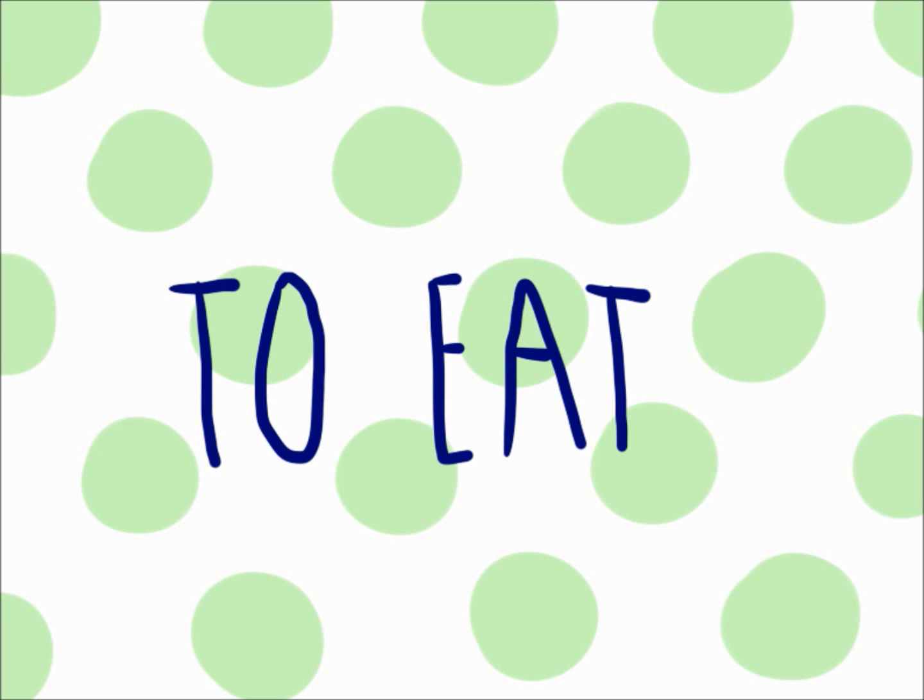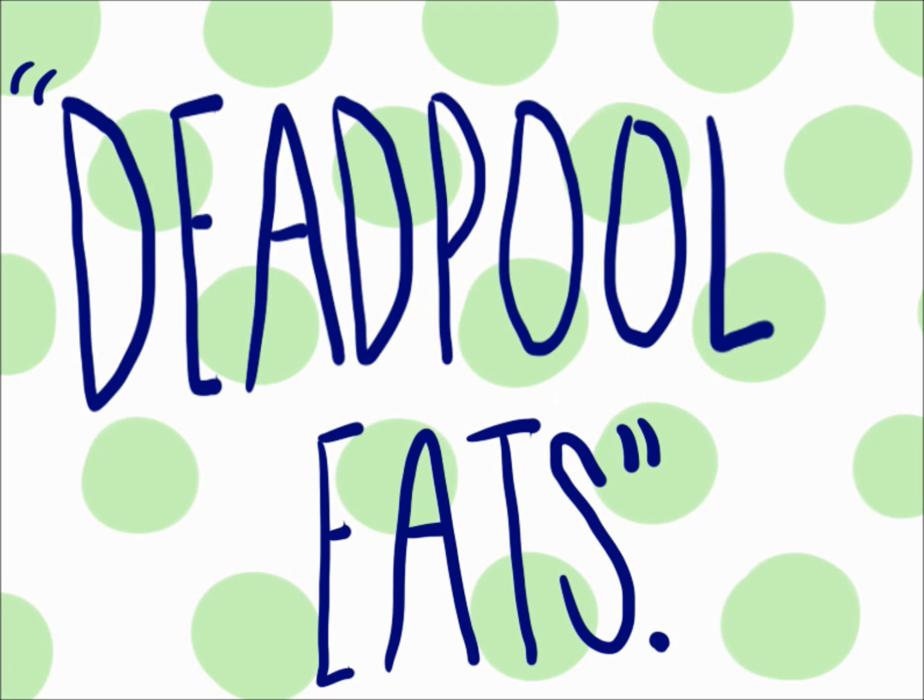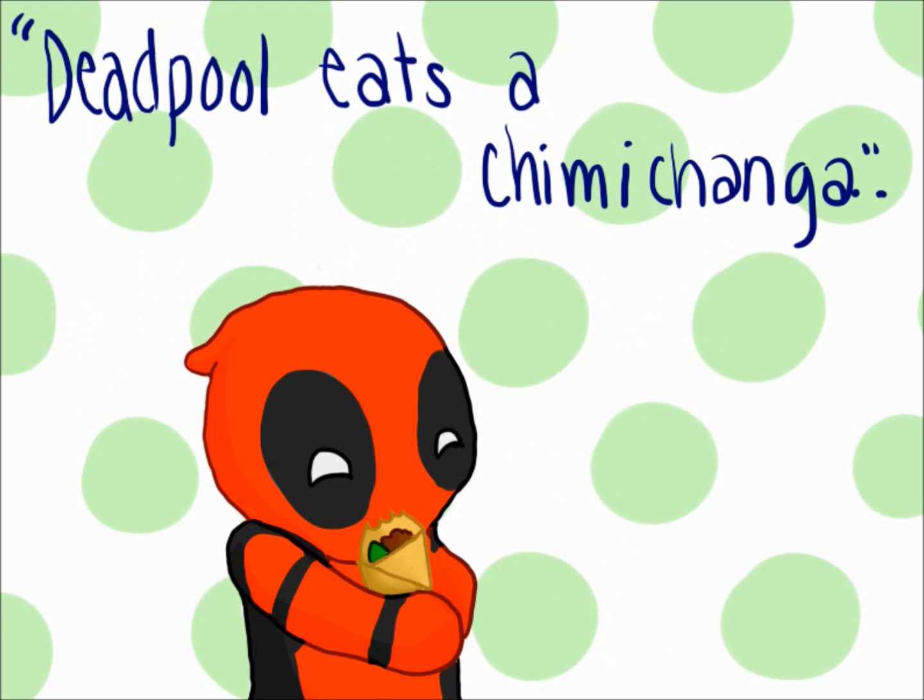For example, take the infinitive "to eat." First, get rid of the "to" at the beginning, and then you have "eat." Then add I or any other noun or pronoun to the very beginning. Deadpool eats. And that's simple present tense. But of course, you can always add more to add more depth to the sentence. Deadpool eats a chimichanga.